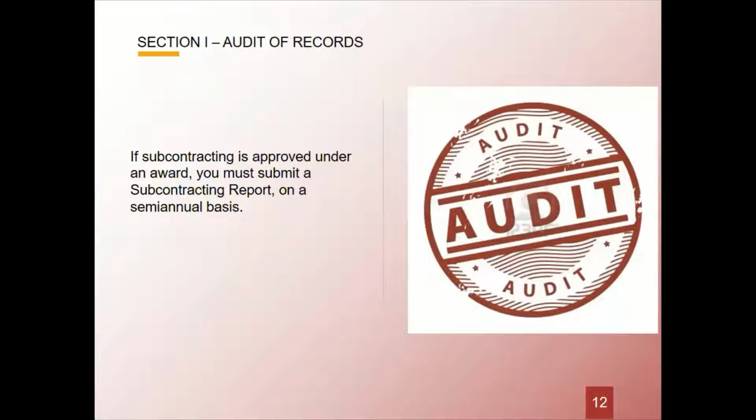Audit of records. If subcontracting is approved under an award, you must submit a subcontracting report on a semi-annual basis. So if you are a prime and you are working with a sub, you and your sub should have a teaming agreement and subcontracting reports that you will be submitting to the contracting officer. You as the prime will be responsible for that.